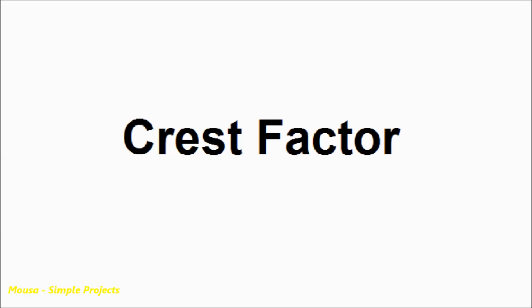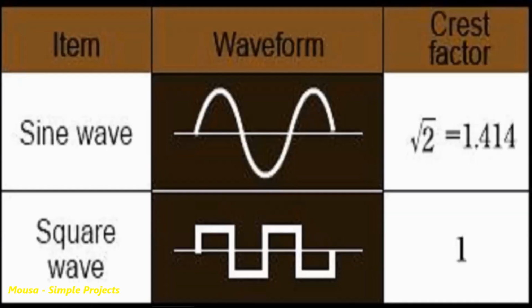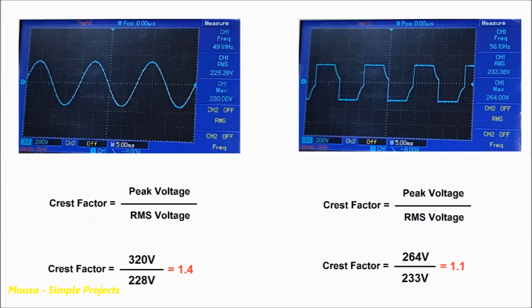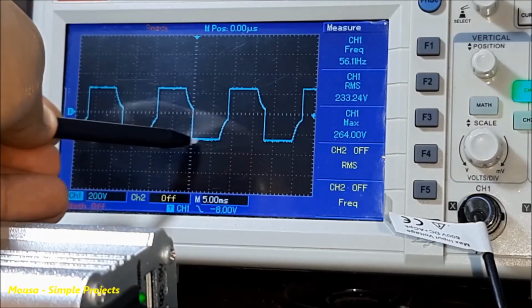In electric and electronic engineering, there is a term called crest factor. Crest factor is the ratio of the peak voltage to RMS voltage. In sine wave, the crest factor is equal to 1.4, but in the square wave, the crest factor is equal to 1. However, in my square wave inverter, the crest factor is slightly more than 1. That's because it is not a perfect square wave.